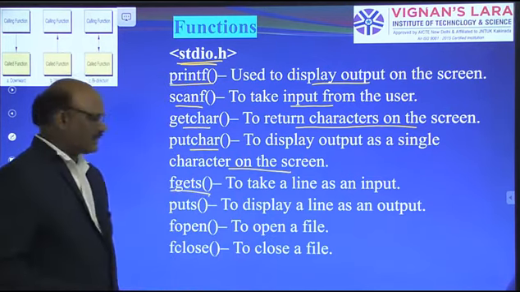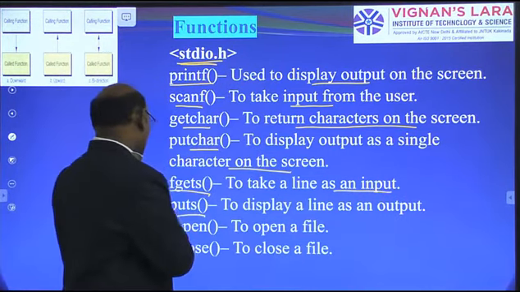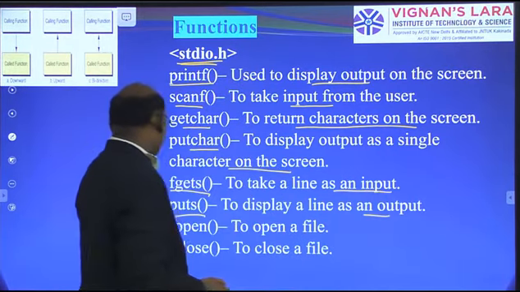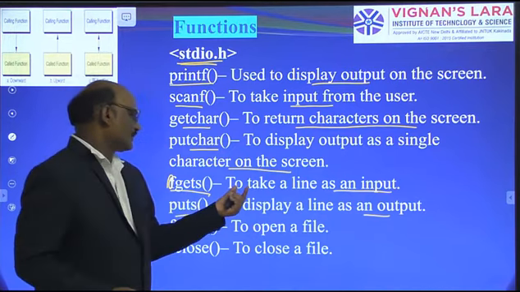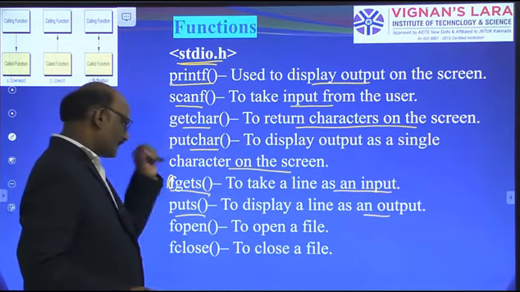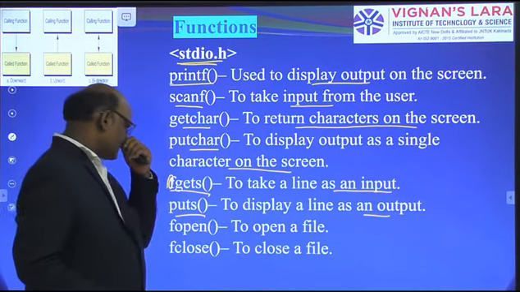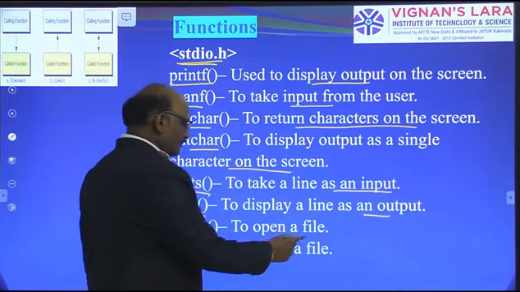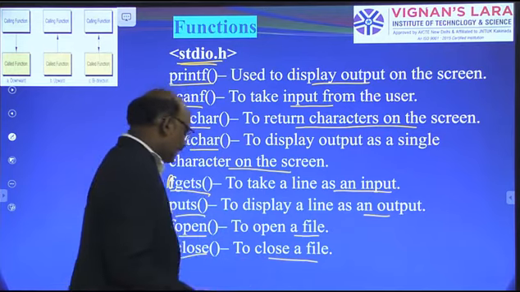Fgets, to take a line as an input. Puts, so to display a line as output, right? So here, gets is to get the string from input, or to take a line. Puts is to display a line or to display the string on the output. Fopen, so it is used to open a file. Fclose, to close a file, right?